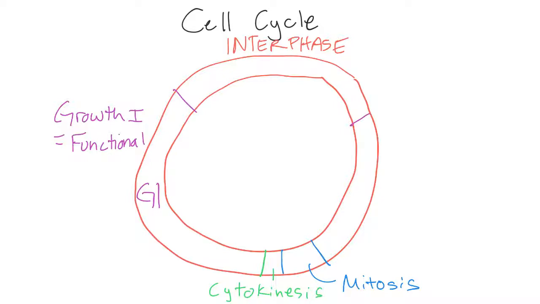Okay, the second part is called S phase. S is for synthesis. And what's being synthesized is a new set of chromosomes through the process of replication. So you're doubling the chromosomes, well, you're doubling the amount of DNA in the synthesis phase.